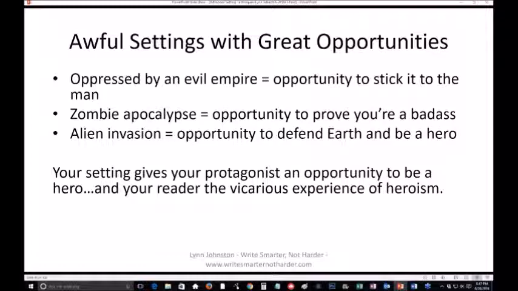The zombie apocalypse. Hate to live there, but it's such an opportunity in fiction to prove that you're a badass vicariously by reading about badass characters killing zombies. Alien invasion, again, I wouldn't want to live through that, but it's such an opportunity to create a hero or a set of characters that can be heroes and give your reader the vicarious experience of saving Earth. So setting gives your protagonist an opportunity to be a hero and your reader to vicariously experience heroism or to be extraordinary in some way.